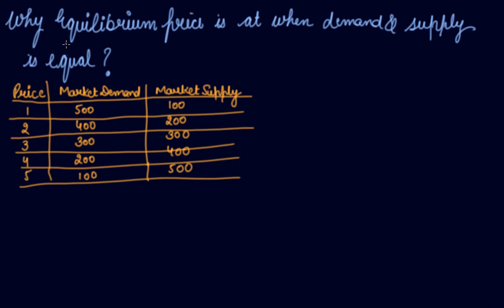Now, in this video, we will be studying why your equilibrium price is at 3, where your demand is equal to supply. Why not at 2 and why not at 4? So, let's see with the help of a graph.